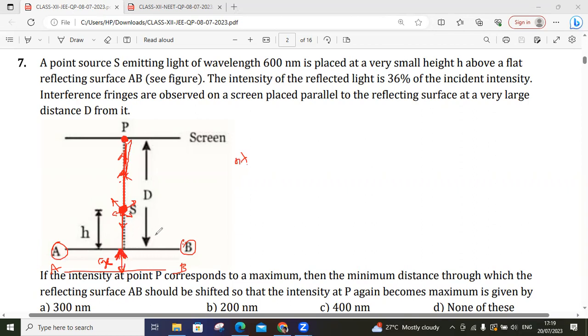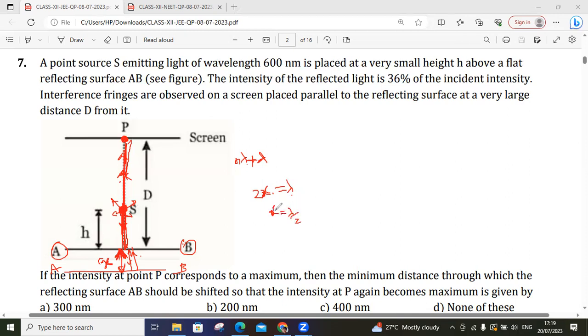Path difference can increase by lambda. Then again you will get a bright fringe only, again constructive interference only, if again some lambda gets added to the path difference. So if you shift by x, this will go as if it is going, but this will come. Earlier it was having this much path only, but now it will cover this much path plus again this much. So it will cover 2x path more. So 2x should be equal to lambda, the minimum thing which can happen. So x is equal to lambda by 2.